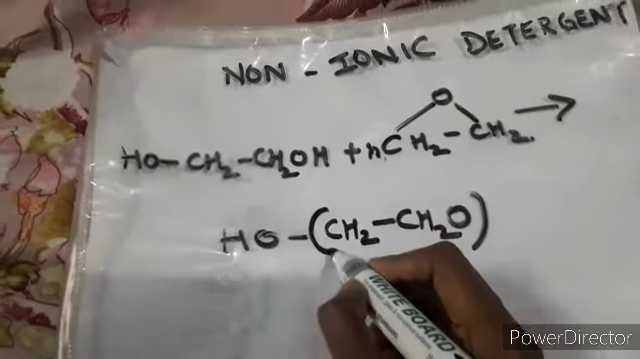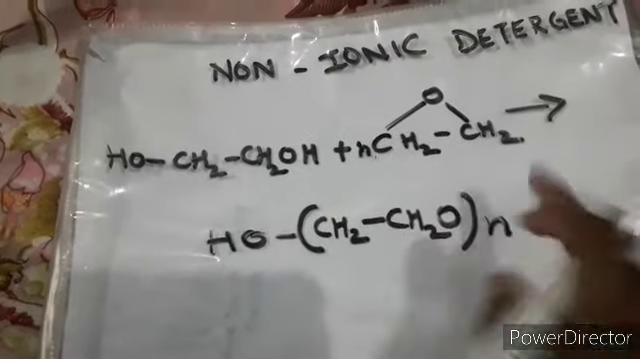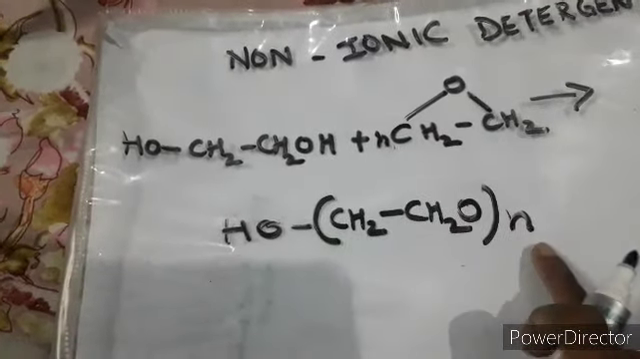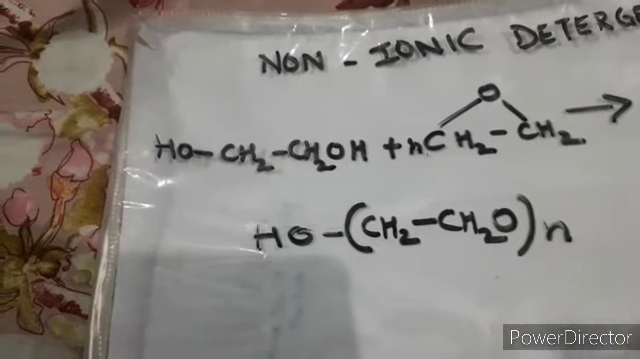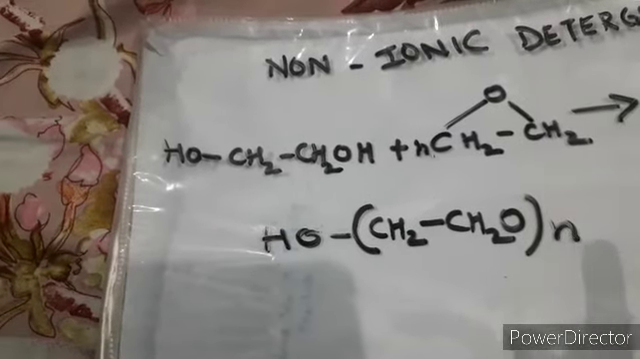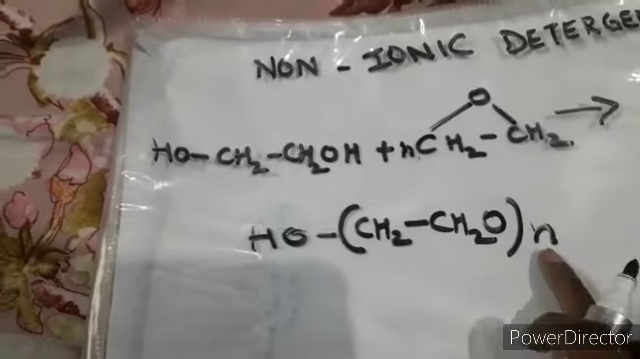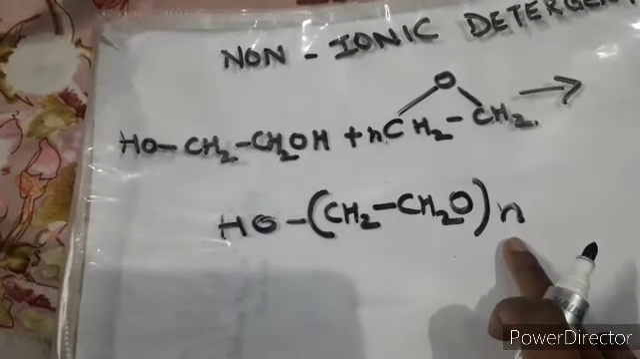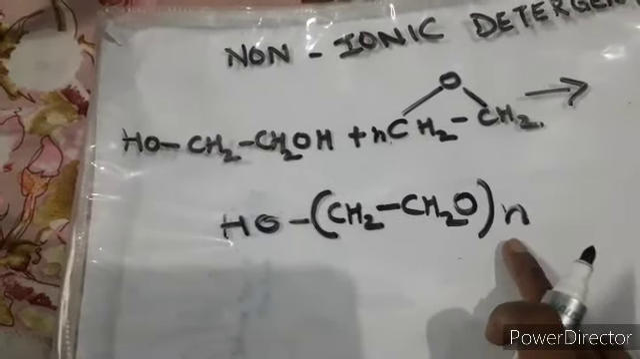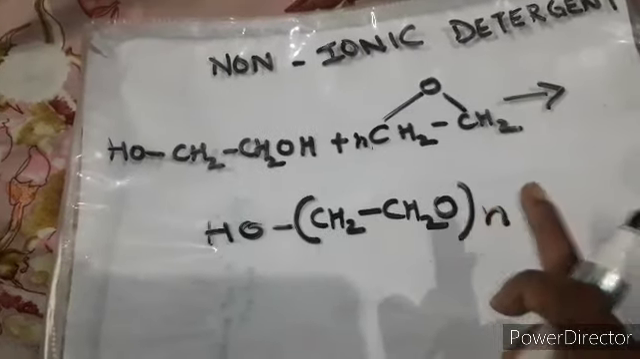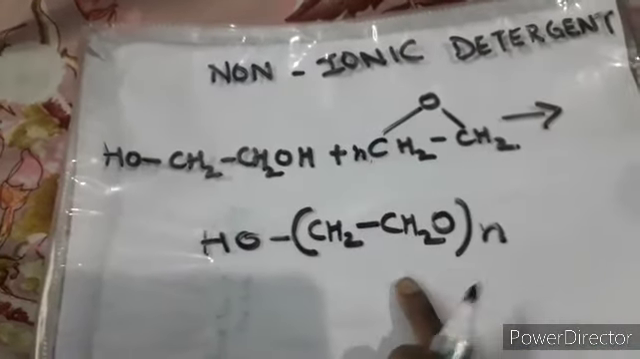Close the bracket, put N, because you are putting N over here. N indicates that this particular detergent that will be formed will have a high molecular mass, that's why we are putting N over here. It indicates a large number of molecules of whatever organic compound you are using.